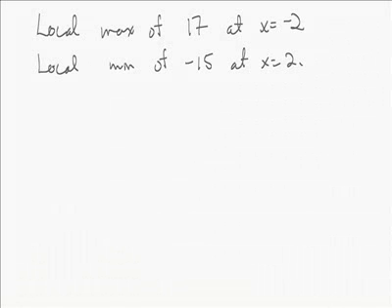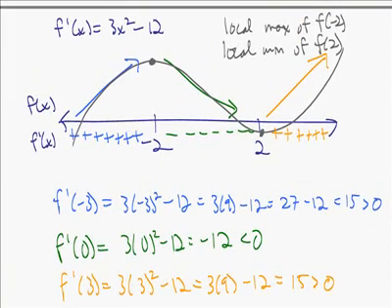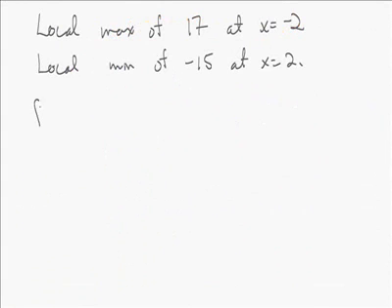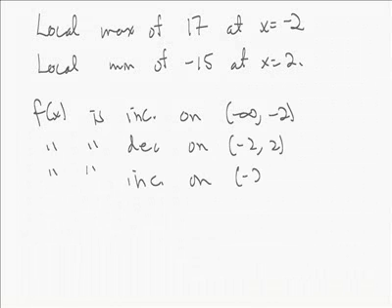Now, we saw the intervals in which f is increasing and decreasing also, by the way, right? F is increasing between negative infinity and negative 2, decreasing between negative 2 and 2, and increasing from 2 on out to infinity. So f of x is increasing on the interval negative infinity to negative 2. It's decreasing on the interval between negative 2 and 2, and it's increasing again on the interval from 2 to infinity. And we saw that in the graph as well.